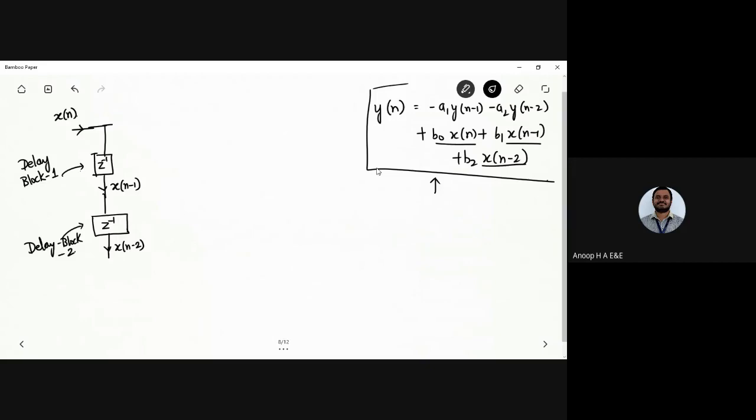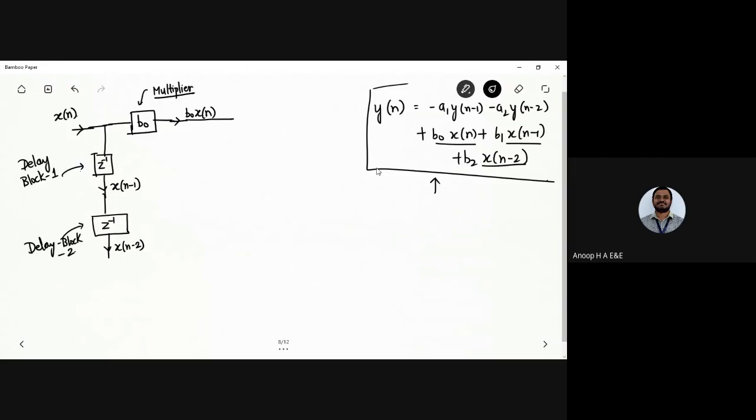So each and every delay block you are going to write as 1 unit specifically. Now x of n is present, so I need b naught x of n. I need the output as b naught into x of n. So what do I need to do? b naught is a coefficient, I can give it as a multiplier block. So I will be writing it as a multiplier or scalar. So that is b naught x of n. Hope it is clear to you.